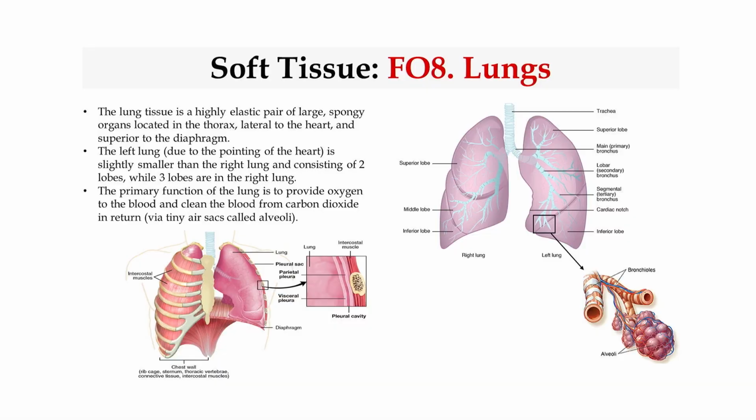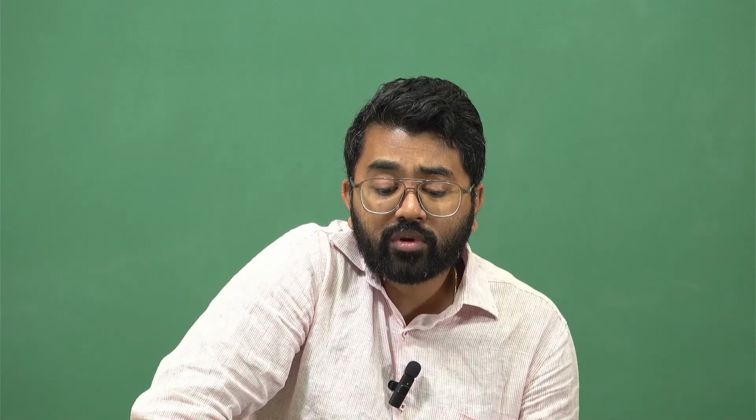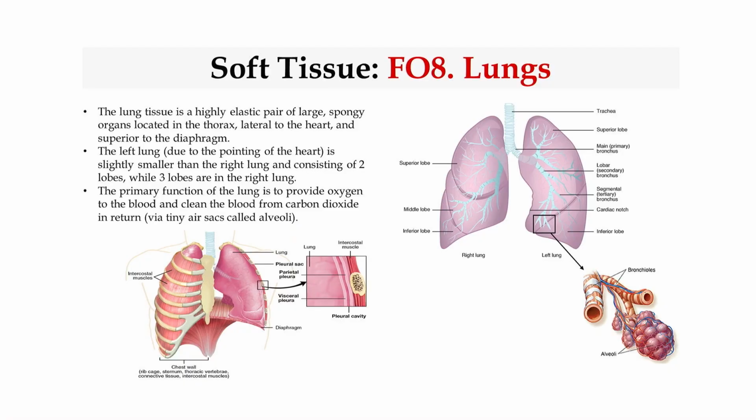The left lung, due to the pointing of the heart, is slightly smaller than the right lung and consists of 2 lobes, while there are 3 lobes in the right lung, right? In terms of lobes, or the categorization of the different segments of the lungs, you can see on the right figure there is a superior lobe followed by the middle and the inferior lobe. This is for the right lung when you look at it from the screen. And from the left lung standpoint, you are looking at two different lobes because of the placement of the heart.